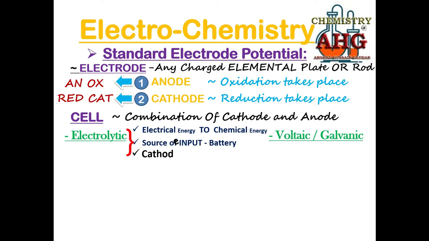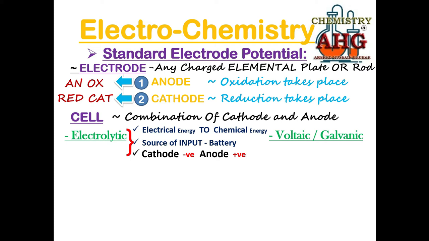Next, in an electrolytic cell, anode is always positive and cathode is negative. That is why you have learned that cathode is the negative electrode and anode is positive. Why is it so? Because from your elementary classes, you have been studying electrolytic cells. So you have made up your mind that cathode is always negative and anode is always positive, but this is not the case in a voltaic cell. For electrolytic cell, cathode is negative, anode is positive, but for voltaic cell, anode is negative, cathode is positive.